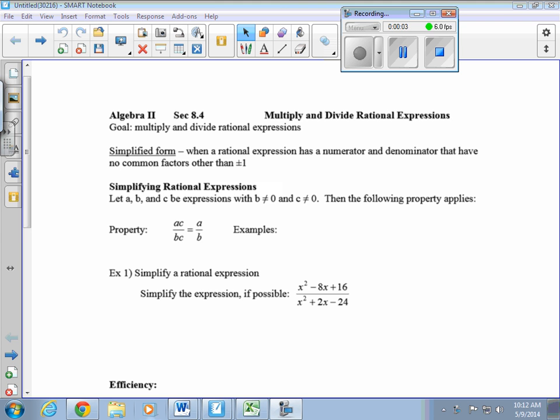Today we're going to be looking at section 8.4, which is on multiplying and dividing rational expressions. And that's what our goal is for today as well: we're going to multiply and divide rational expressions. First thing we're going to talk about is something in simplified form.